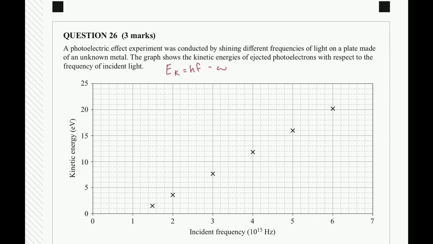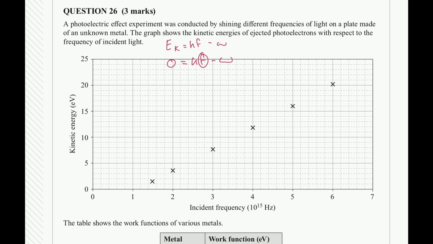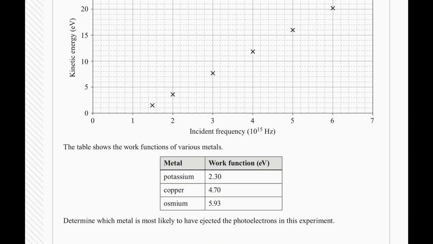If we hit the piece of metal with an incident frequency that nets an EK of exactly 0, not less than, then if we knew what our F is, we could rearrange the formula and solve for W. But let's continue reading the question. I'm getting ahead of myself. The table shows the work functions of various metals. Determine which metal is most likely to be ejecting the photoelectrons in this experiment.